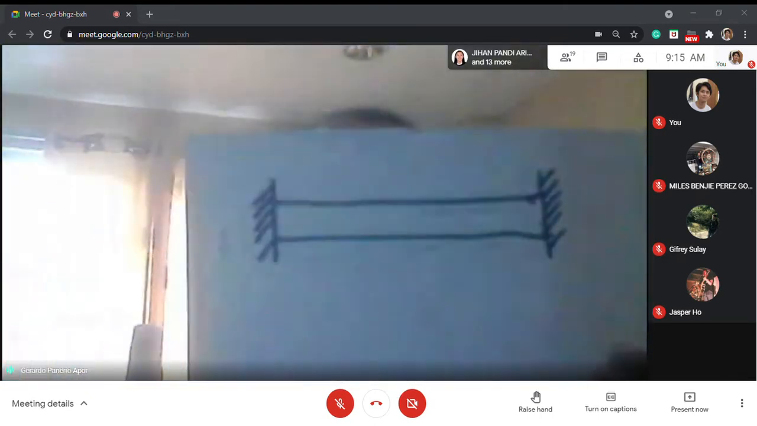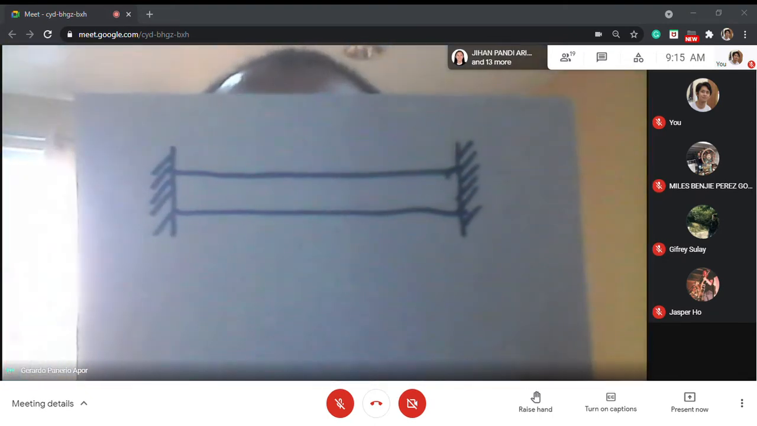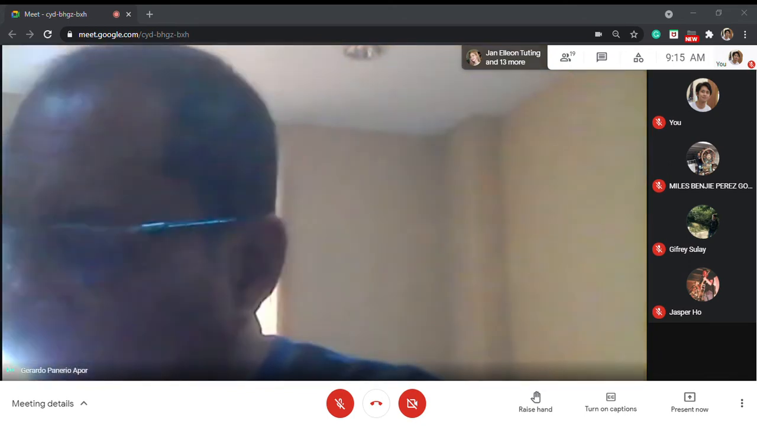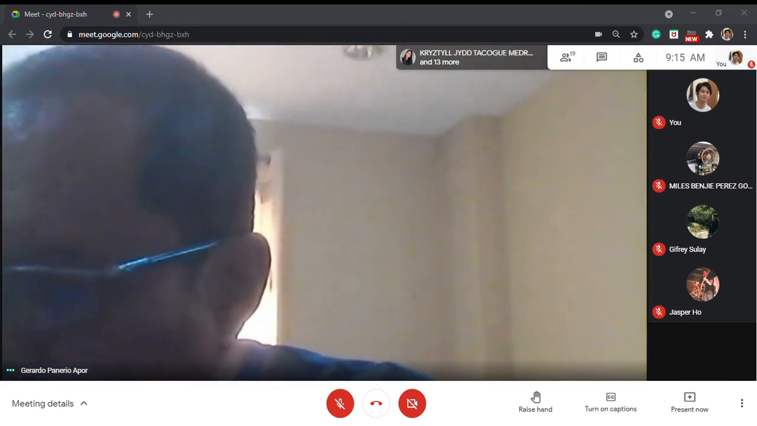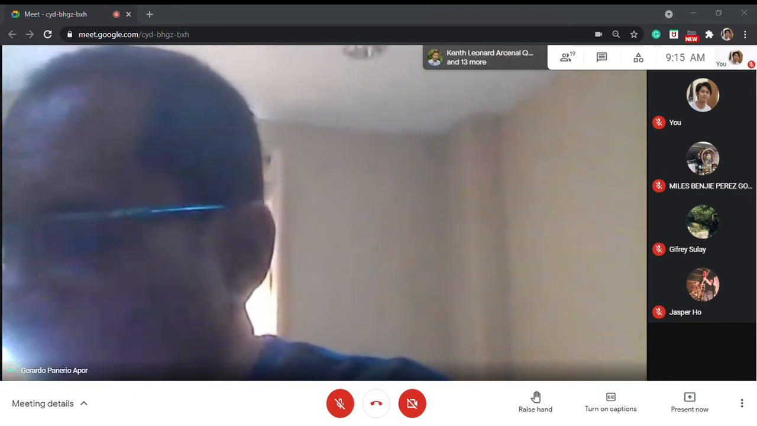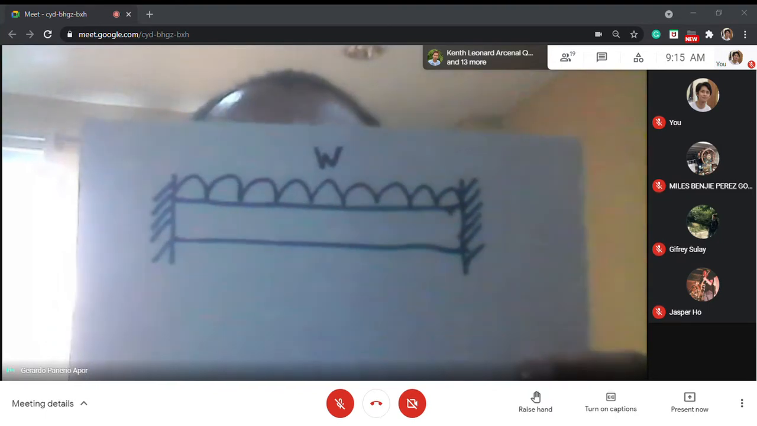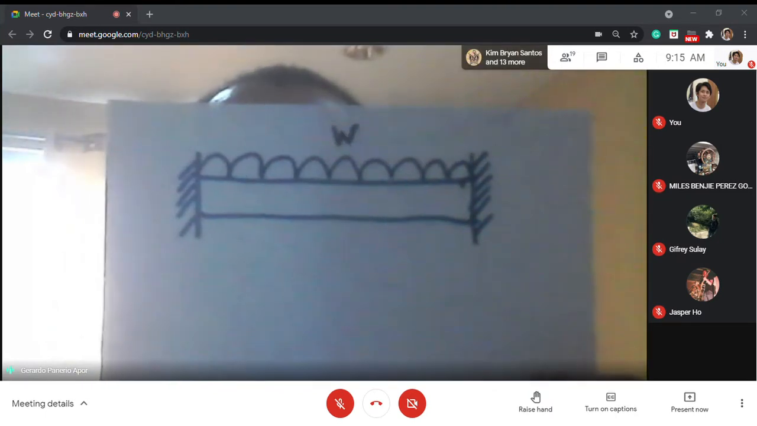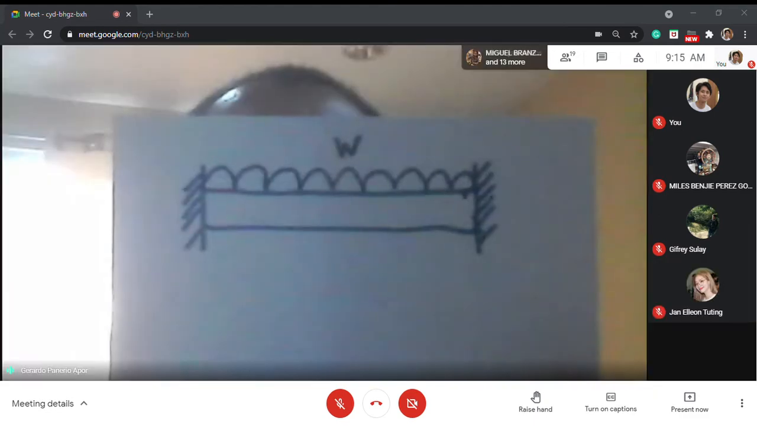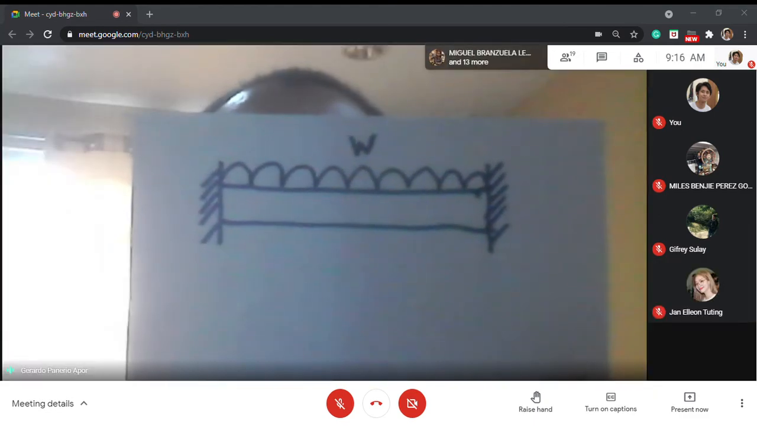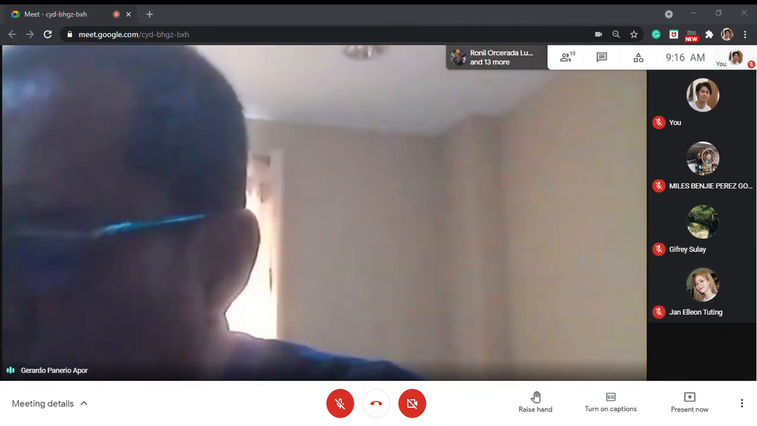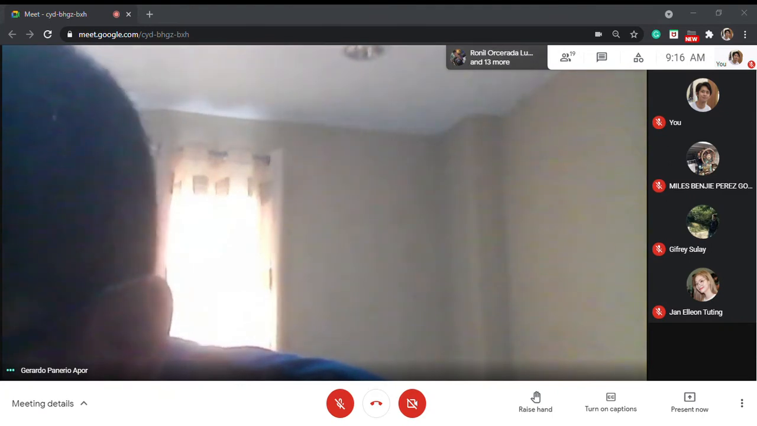Okay, if you have a beam supported like this, so if there is a load W, you see, class, the beam is fixed on both ends, right? This is not a simply supported beam. So the end deflected structure is like this.